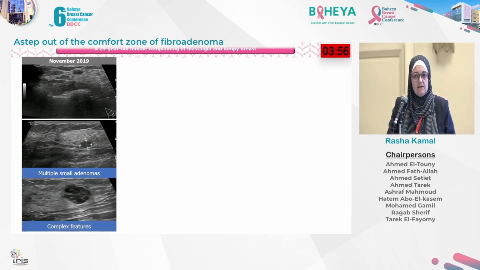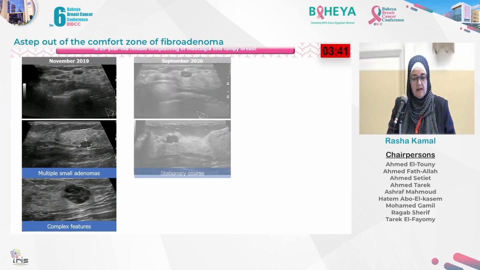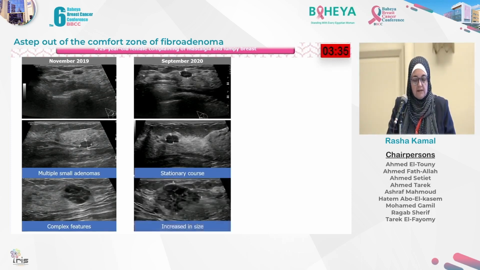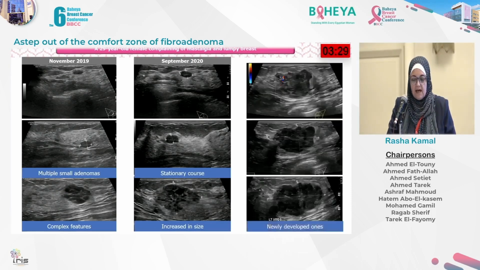One of these adenomas showed some complex features with cystic changes. She was asked to come for a biopsy and she didn't come. We called her to come for a short-term follow-up, but unfortunately this was during the corona pandemic and she didn't come before September 2020. Most of the lesions were stationary, but the mass which we suspected to be a fibroadenoma with complex features increased in size, and she developed multiple other lesions as well.